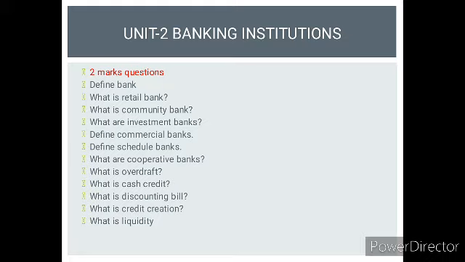Next we have retail bank. So what is the meaning of retail bank? Previously we never used to see or listen to this retail bank. What is this retail bank? Retail banks are also called personal banks.